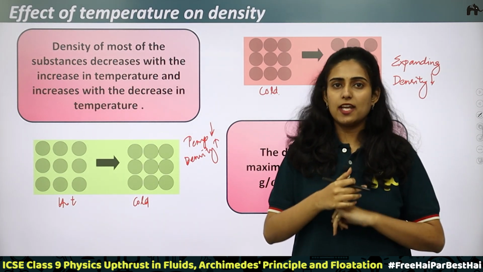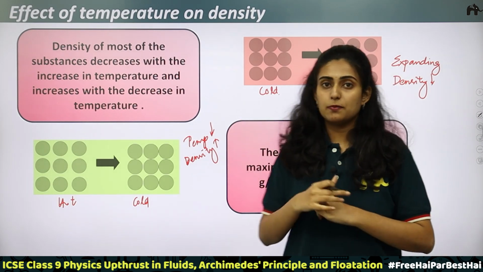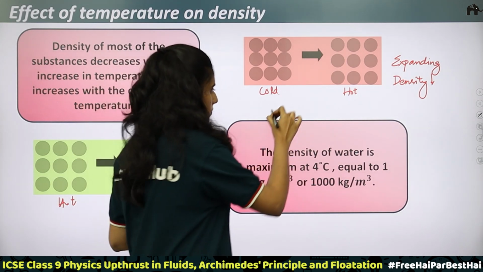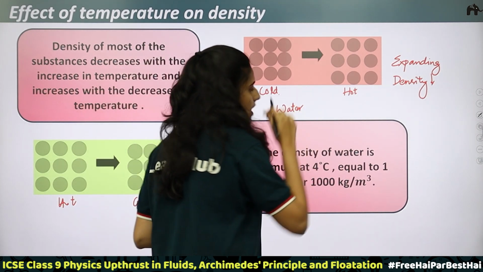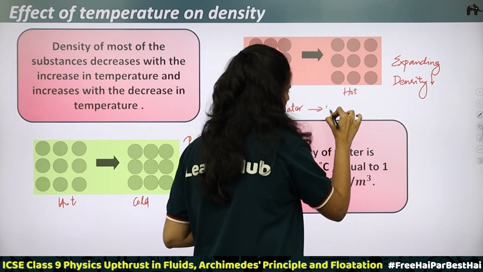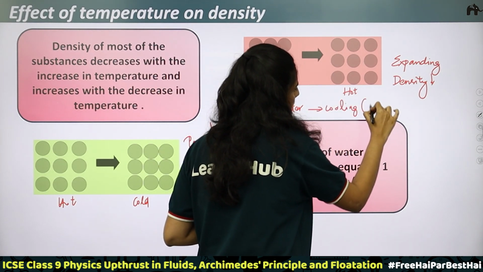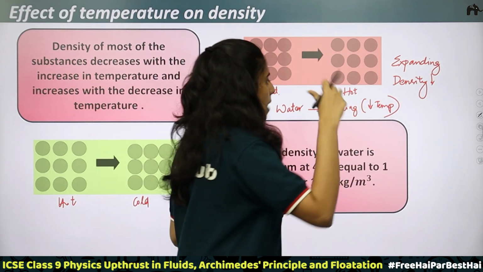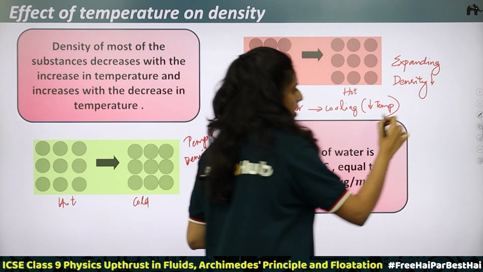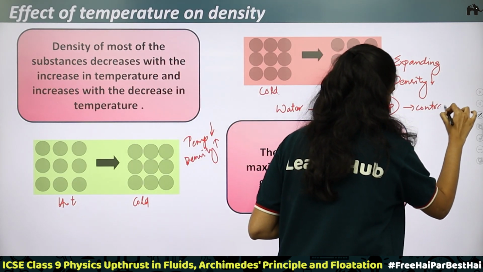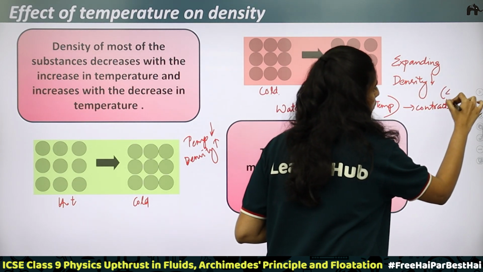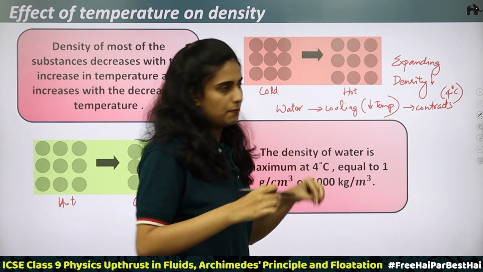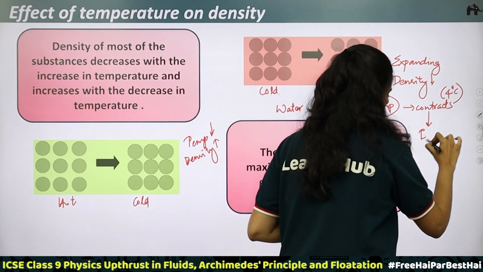So, anomalous expansion of water. We will discuss the anomalous expansion of water. When you take water at a high temperature and you are cooling it, you are decreasing temperature. When temperature decreases, what happens normally? Up to 4 degrees Celsius, on decreasing temperature, it starts contracting. So, once it reaches 4 degrees Celsius, what happens on further decreasing temperature?